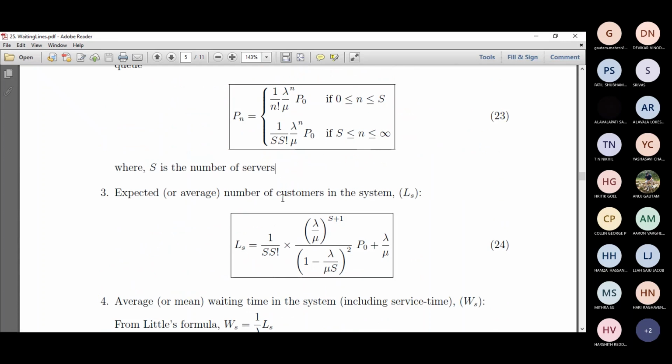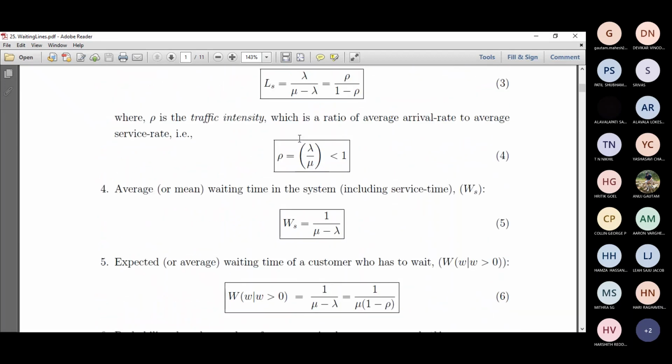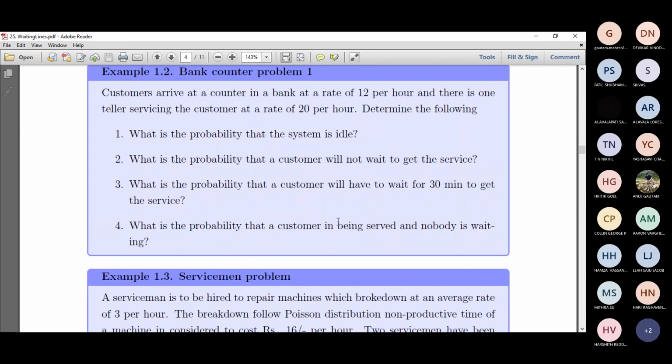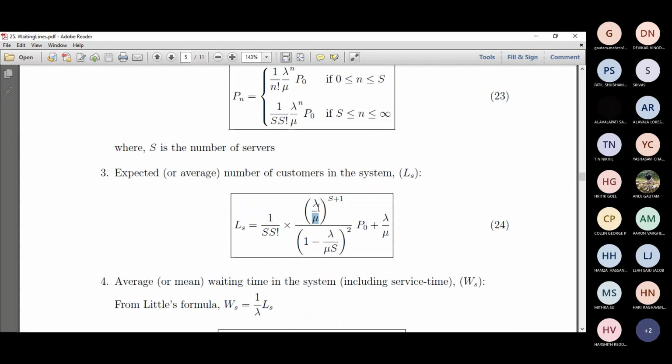Then the expected or average number of customers in the system, which is LS. The formula is also pretty big: 1 by s into s factorial into lambda by mu to the power s plus 1, divided by 1 minus lambda by mu s, the whole power 2, into p0, plus lambda by mu. You can even write this in terms of rho also. You know rho is lambda by mu, as we've seen in the previous example. So you can replace wherever there is lambda by mu by rho, the traffic density. But in the term with lambda to the power n, you cannot do that, whereas in the other terms you can replace lambda by mu by rho.